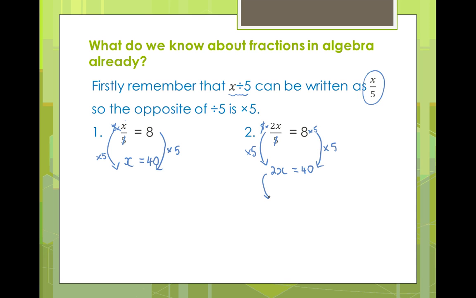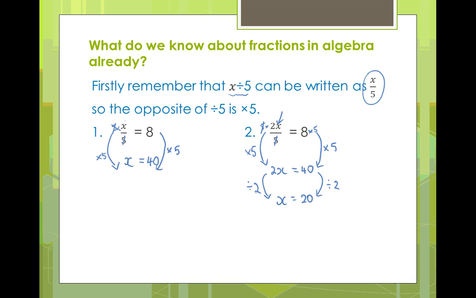At the moment it's timesing by 2, so I'll remove it by doing its inverse or dividing by 2. In this case, 2x divided by 2 will become x, and 40 divided by 2 will become 20. A quick check in here, 2 times 20 is 40, 40 divided by 5 equals 8, so yes, I know that my answer is correct.